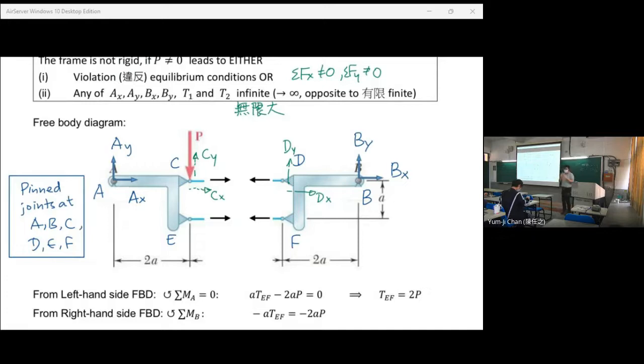So one of your classmates asked a very good question. I will explain in a minute. So let's finish doing this first. So now these are pin joints, right? Cx and Cy, Dx and Dy. But let's look at one thing. We look at what is in between ACE and BDF. There is a rigid link called CD, right?